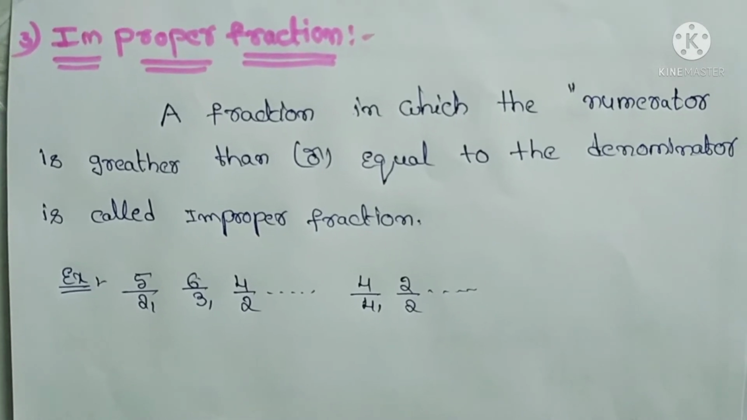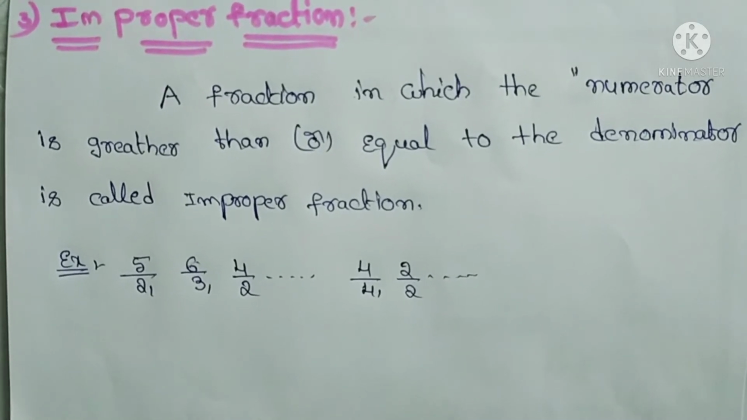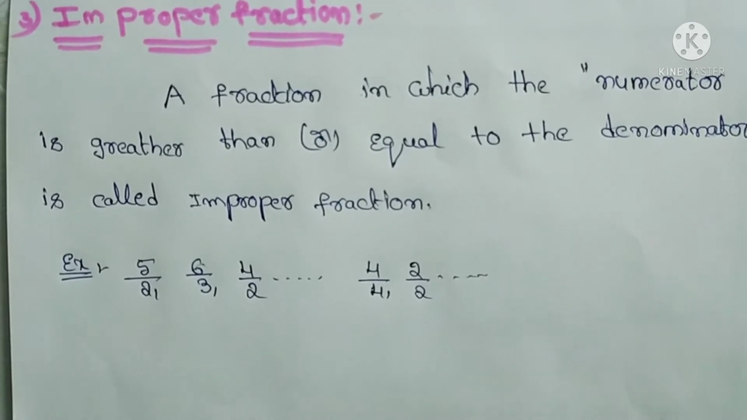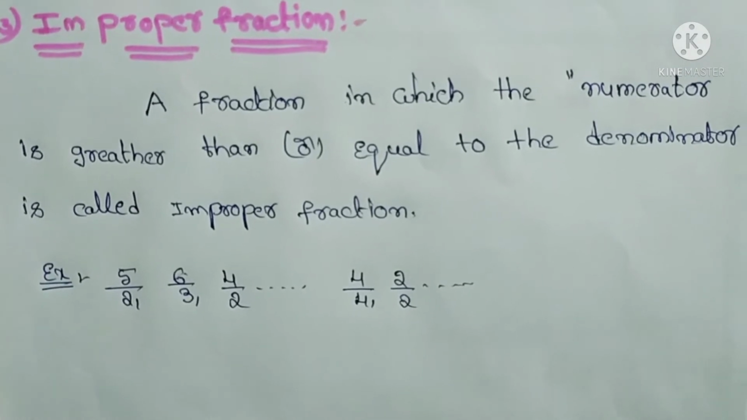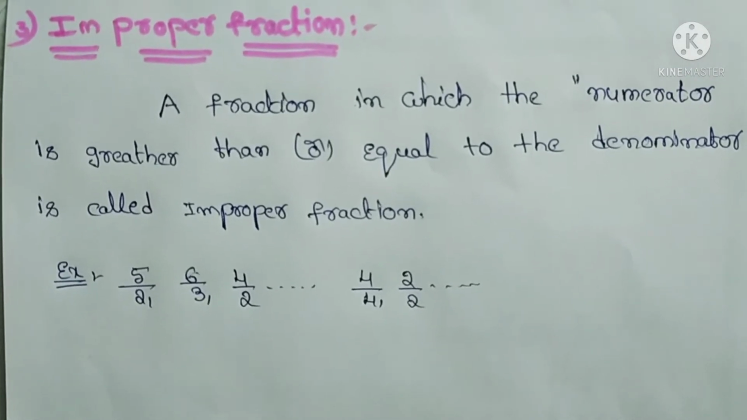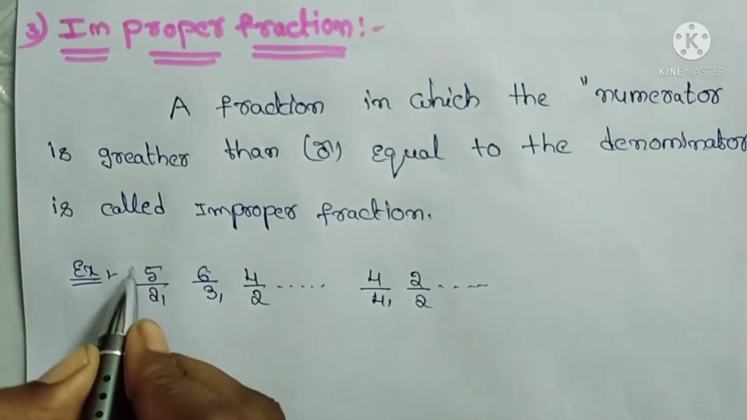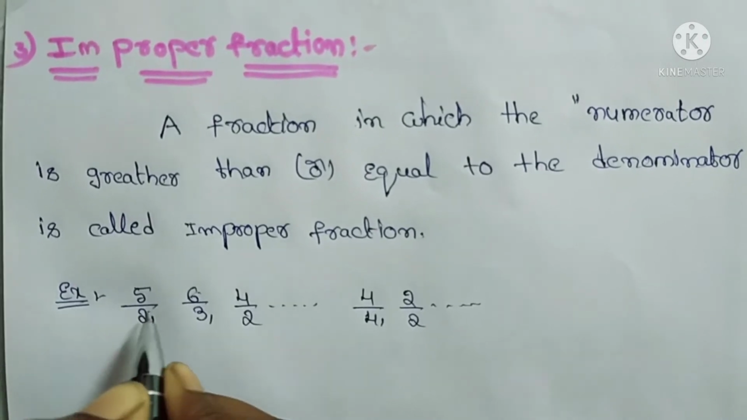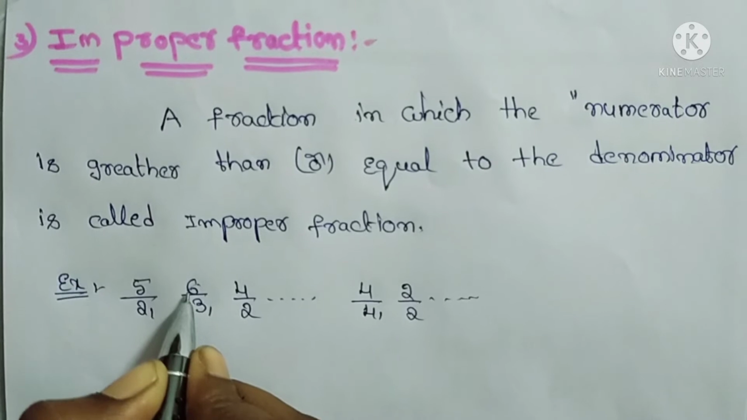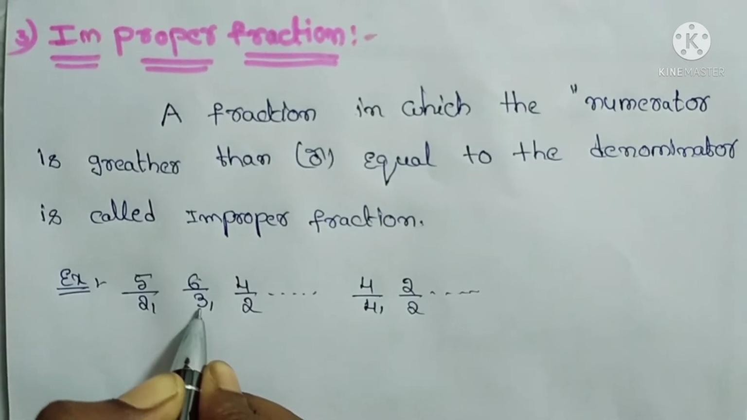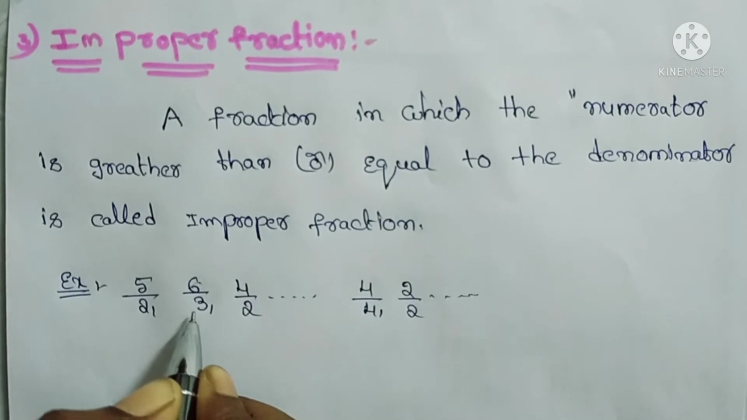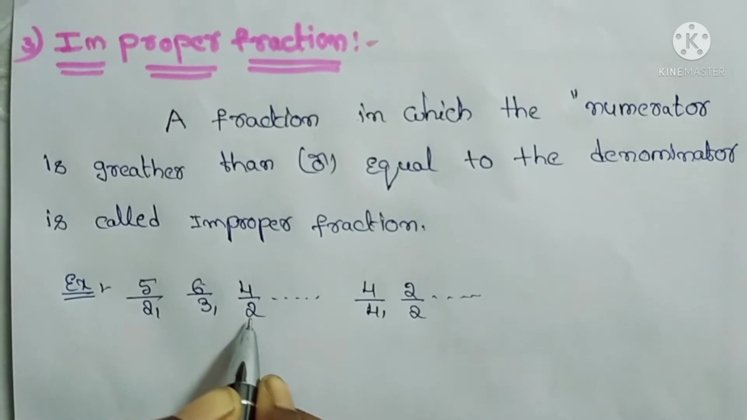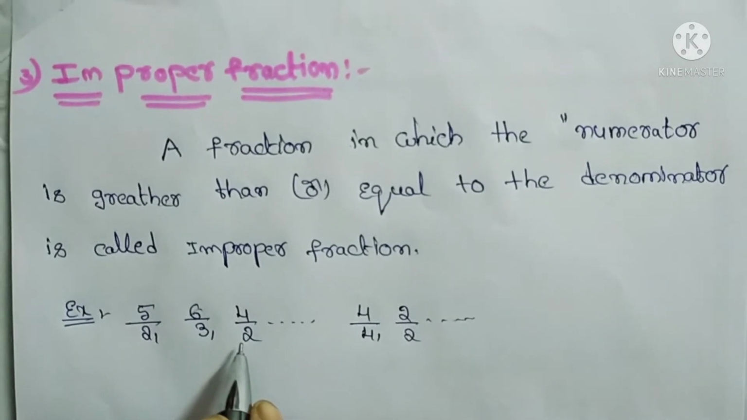For example, 5/2. 2 is the denominator, 5 is the numerator. The numerator is greater than the denominator. 5 is greater than 2. So it is an improper fraction. 6/3. 6 is greater than 3. So it is an improper fraction. 4 is greater than 2. So it is an example of an improper fraction.